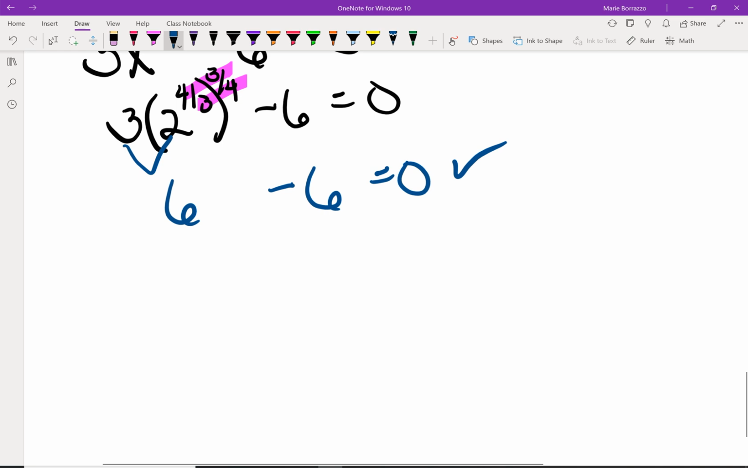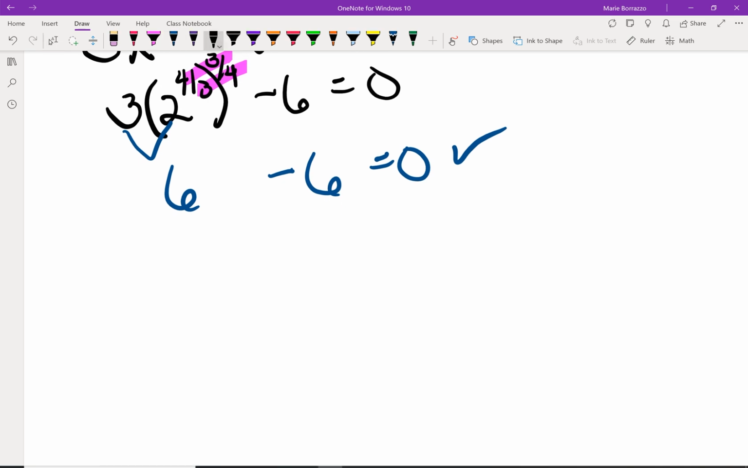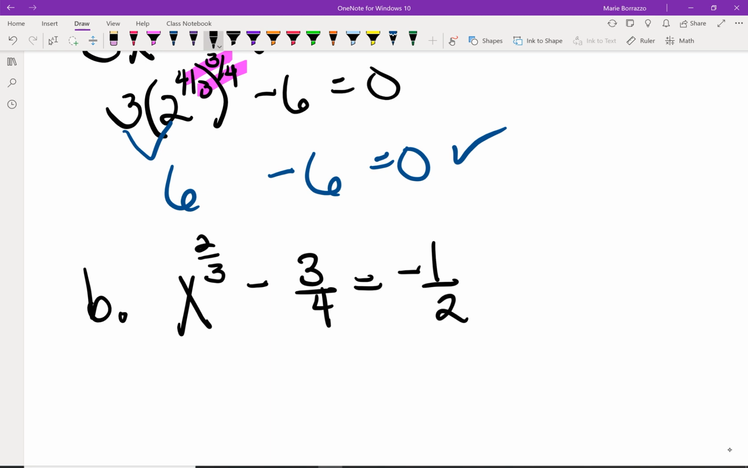Okay, that's example A. Let me do example B. More of the same. We have x raised to the 2/3 minus 3/4, and this is equal to negative 1/2. Now, keep in mind, whenever we add or subtract fractions, we always need a common denominator.